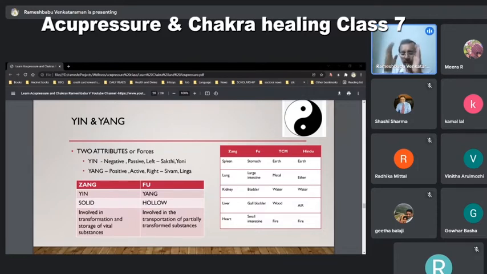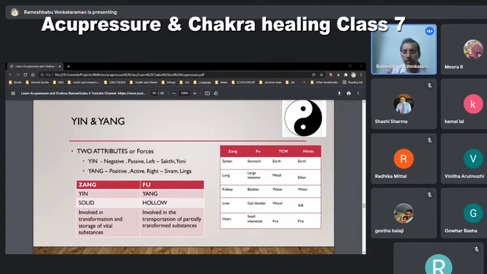For example, males have some characteristics. That doesn't mean males have only those characteristics. They also have female characteristics, and vice versa, right? Similarly, these characteristics. What are these characteristics? Yin stands for negative polarity, right? It is passive in nature, and it corresponds to left, right? And similarly, yang is positive, active. See, if yin energy is more, then you always tend to sleep.